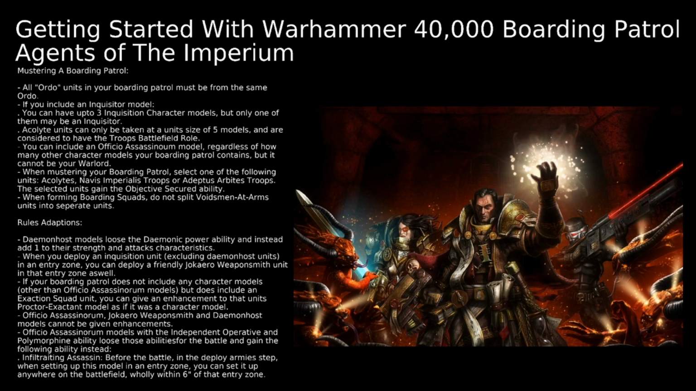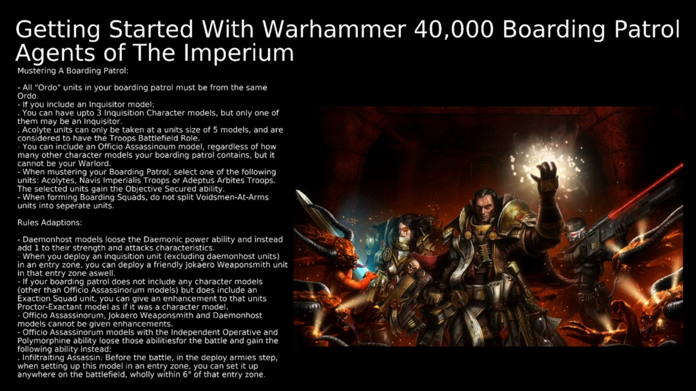These are the rules that change how you can pick your army. First of all, Ordo units in your boarding patrol must be from the same Ordo, so you can't mix Ordo Malleus, Ordo Hereticus, Ordo Xenos, etc. If you include an Inquisitor model, you will get the following benefits. You can have up to 3 Inquisition character models, but only one of them may be an Inquisitor. Acolyte units can only be taken in unit sizes of 5 models and are considered to have the Troops battlefield role. You can include an Officio Assassinorium model regardless of how many other character models your boarding patrol contains, but it cannot be your Warlord. So this is pretty cool because it means you can include 3 Inquisitor character models and an assassin on top of that.